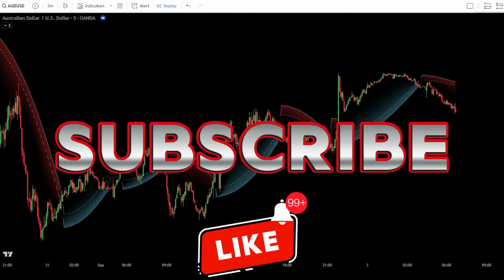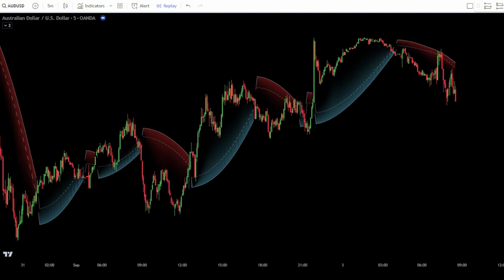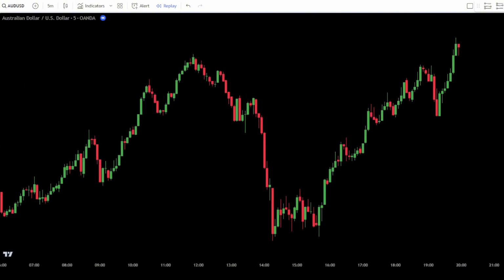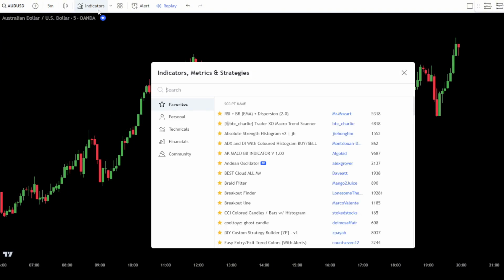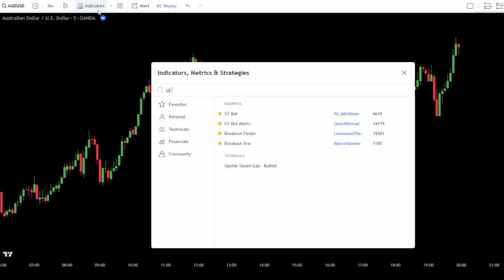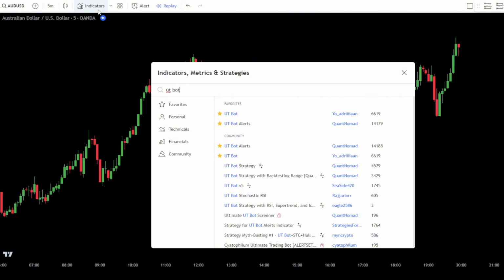Now, open your TradingView. Next, go to the Indicators Search tab. In the Indicators Search tab, type in UT-bot. Then, simply select the UT-bot indicator by Yo Adrian.